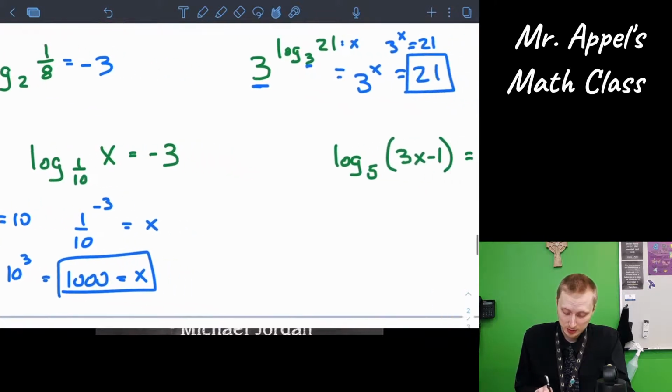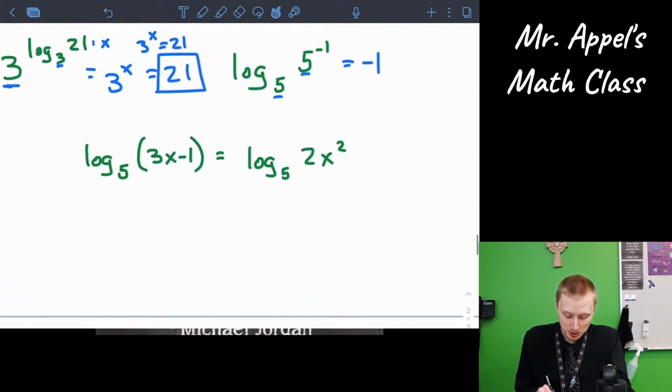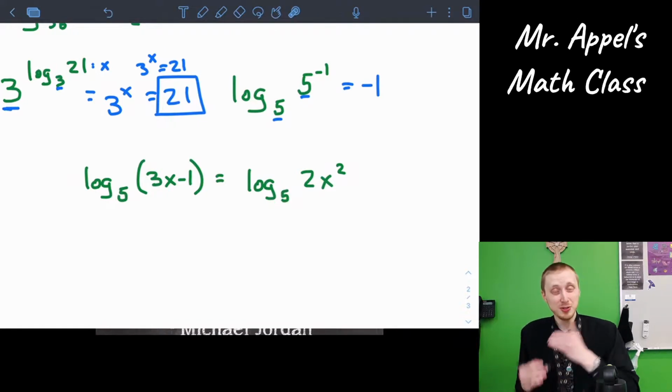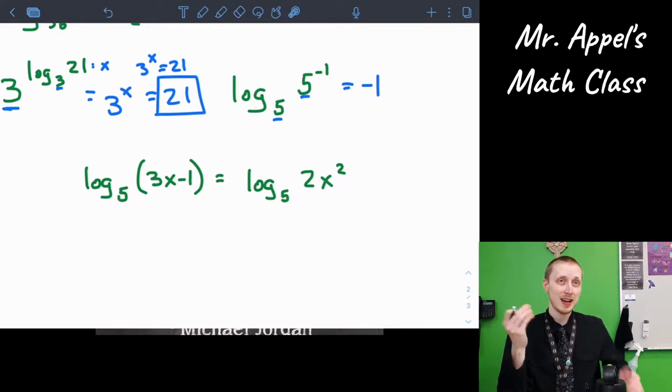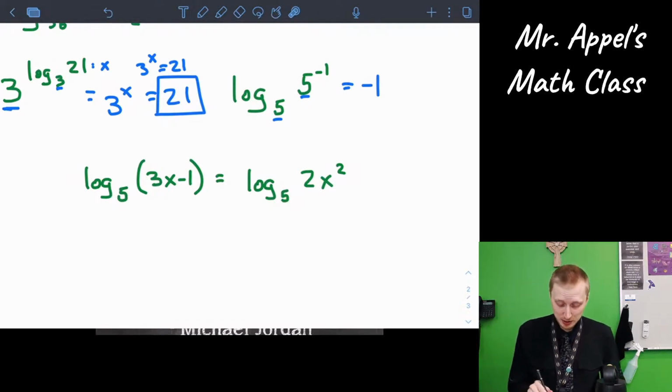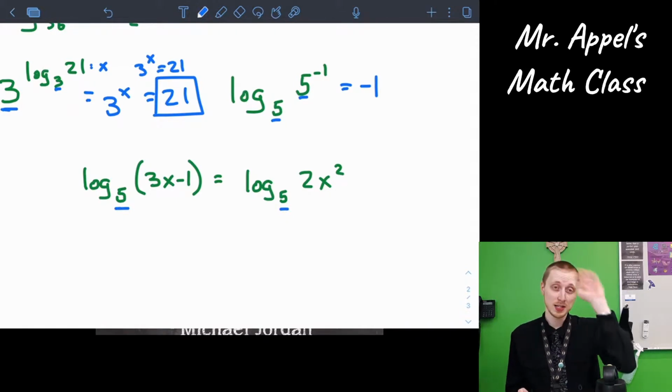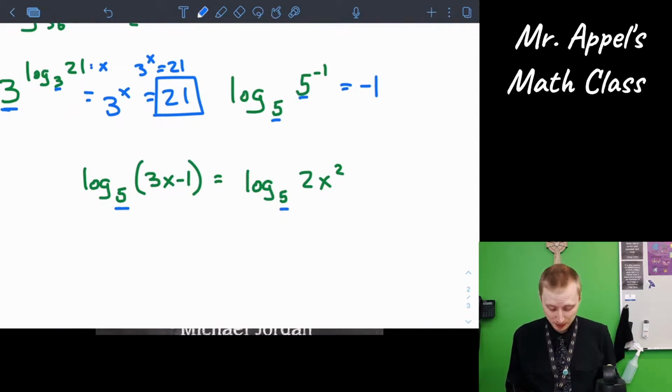And then here is the doozy. What to do when you have log on both sides? Oh, I can't just use my write-it-as-an-exponential trick. But I can still use what is actually the same property as the exponentials. If the bases are the same, that's the first thing you check for. Ooh, this is log base 5. Oh, please be log base 5 over here. Yes, oh, thank goodness it is. Now we can simplify it.